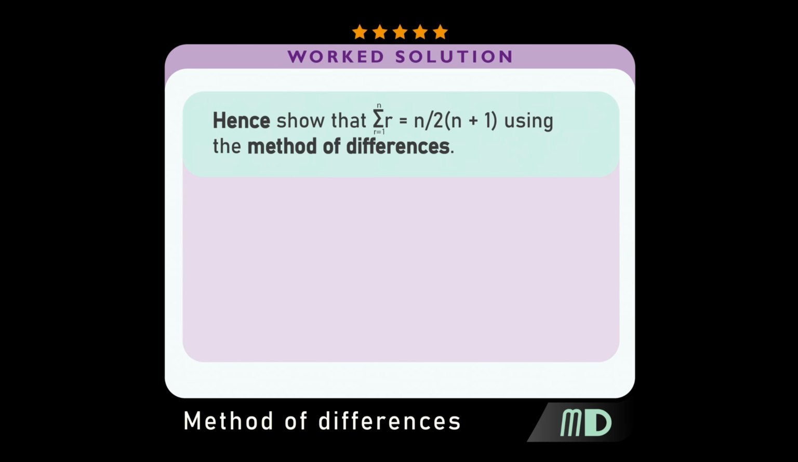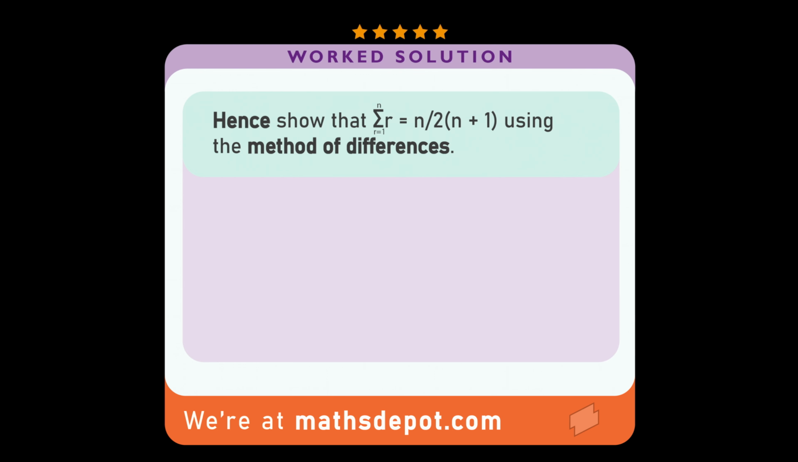Now in this video, we're going to answer the second part of a two-part question. The question tells us to show that the sum of the series defined by r is equal to n divided by 2 multiplied by n plus 1, when the variable r has a lower limit of 1 and an upper limit of n, using the method of differences.